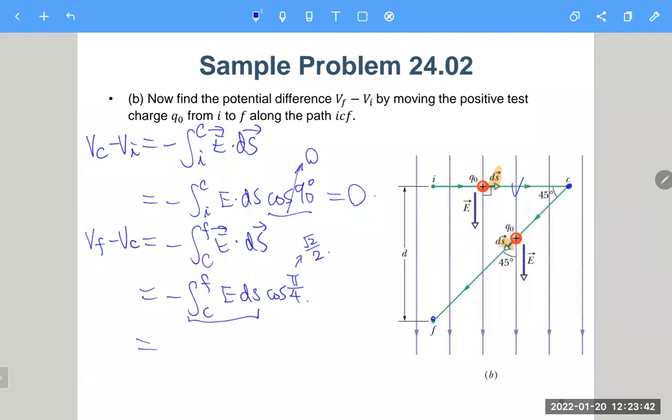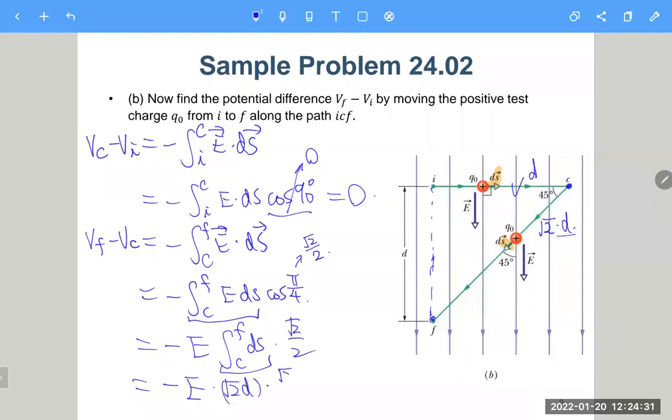Here E is a constant, so we factor out E. Then integrating ds along CF gives the length of this path. The length is simple because this is a right angle triangle with a 45 degree angle. Suppose this side is d, and this is also d. Using the Pythagorean theorem, the hypotenuse is square root of 2 times d. So this is negative E times square root of 2 d times square root of 2 over 2, and finally we have negative Ed.